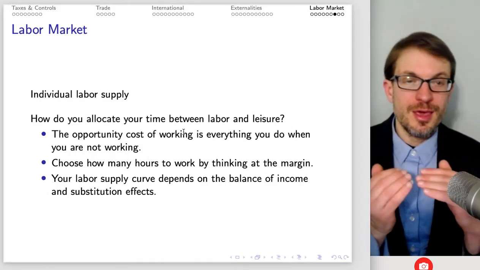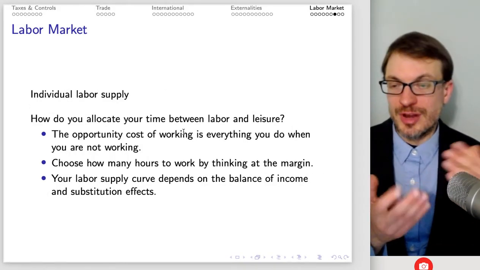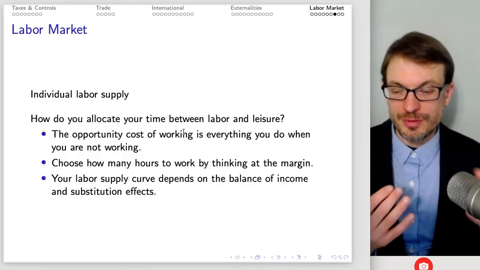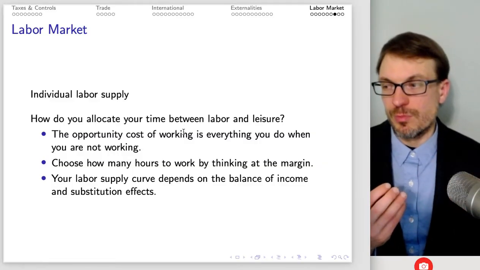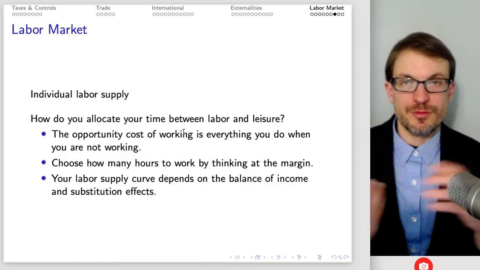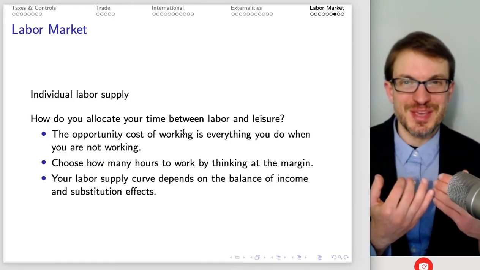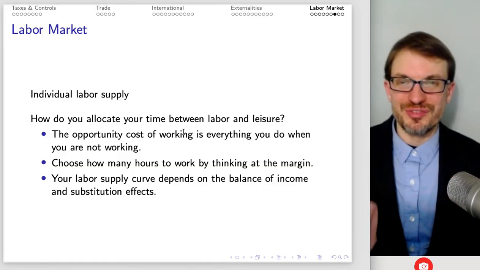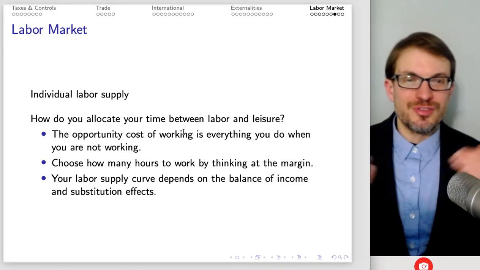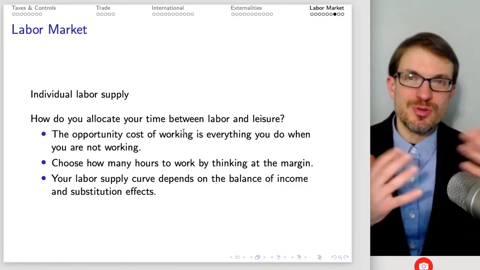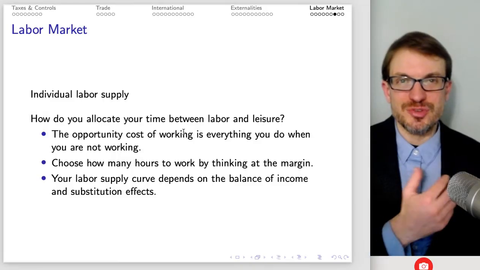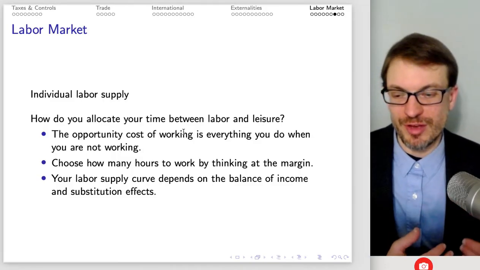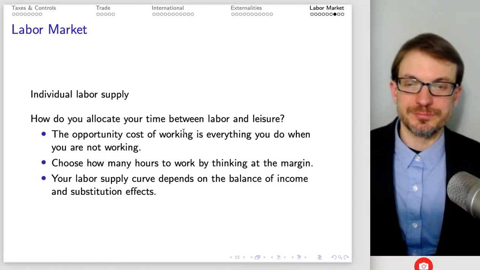So remember, as the wage rises, there's an income effect and a substitution effect. There's a substitution effect where you want to swap more of your time from leisure towards working because you're being paid at a more remunerative level. But then as the wage gets really high, maybe you reach some threshold and now you want to work less. You want to literally buy back some of your free time. This is like the income effect.